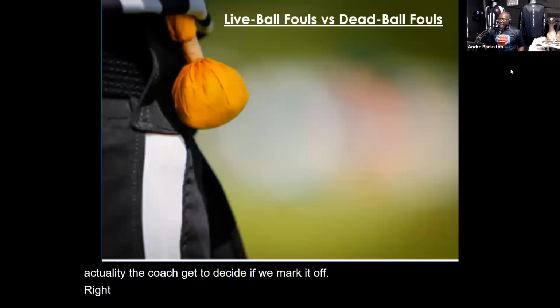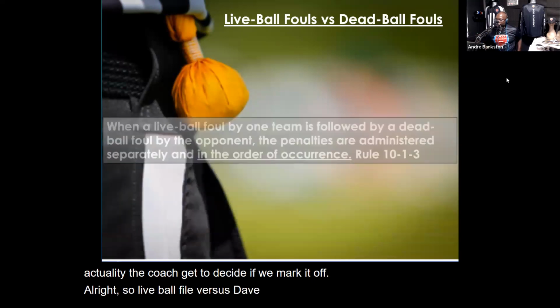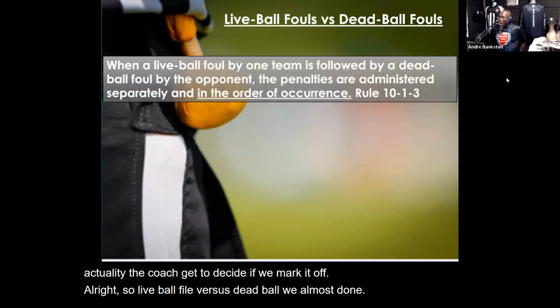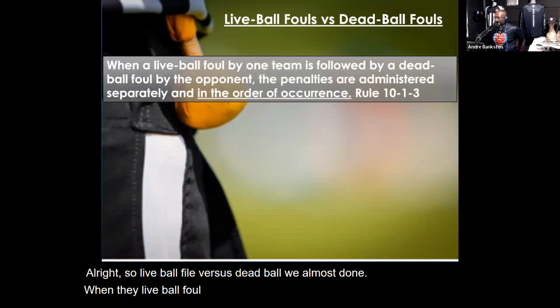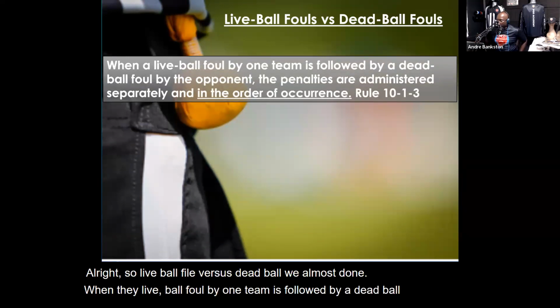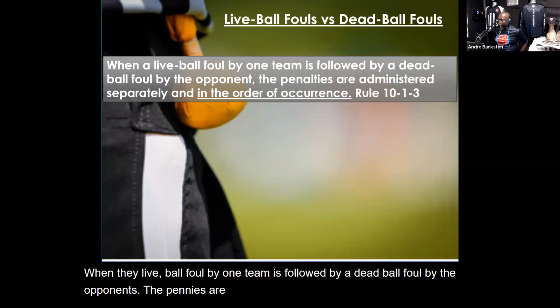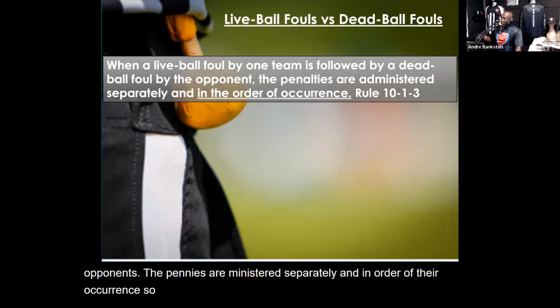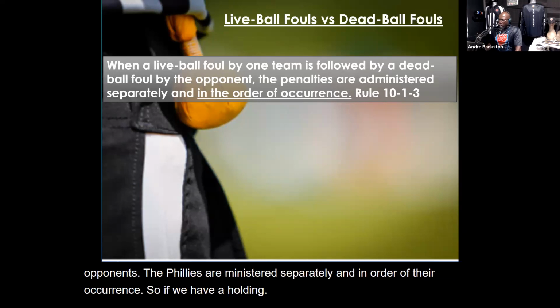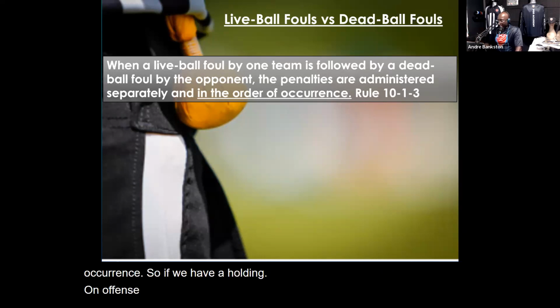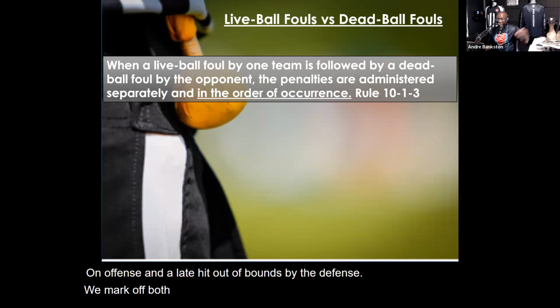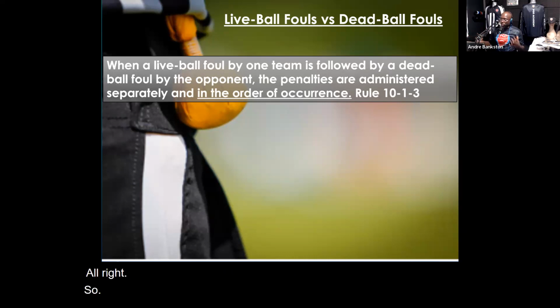So, live ball foul versus dead ball. We're almost done. When a live ball foul by one team is followed by a dead ball foul by the opponents, the penalties are administered separately and in order of their occurrence. So if we have a holding on the offense and a late hit out of bounds by the defense, we mark off both. We'll go 10 yards and then we'll come back up 15. So they don't offset.